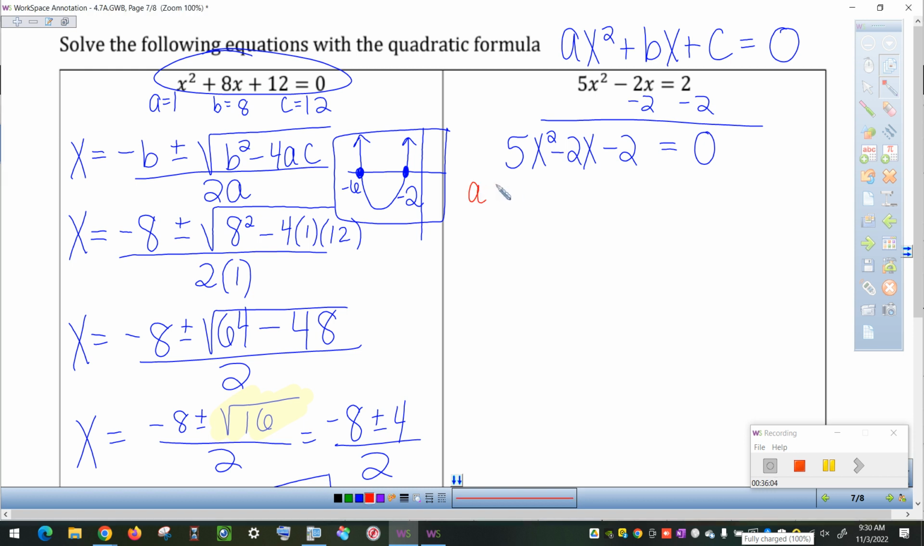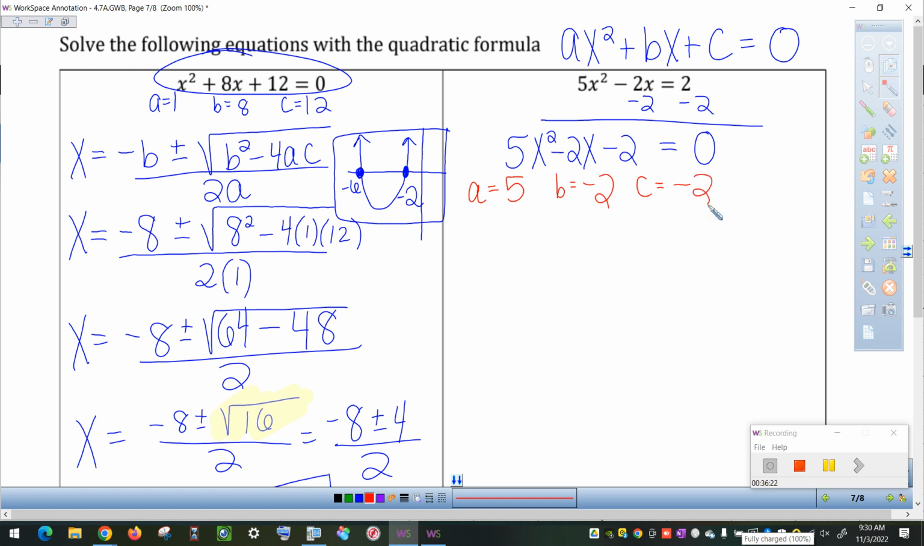All right, for this problem here, what do we get for A? What's A? 5. Okay, what's B? Close. -2. And then what's C? -2. Okay. I want you guys to try this.